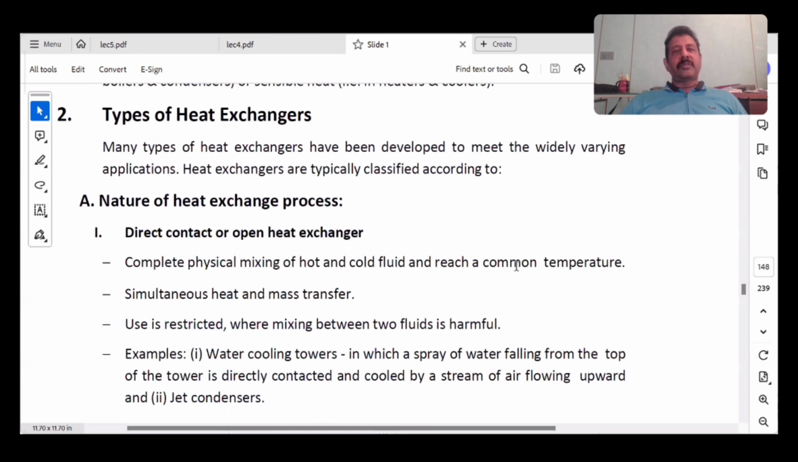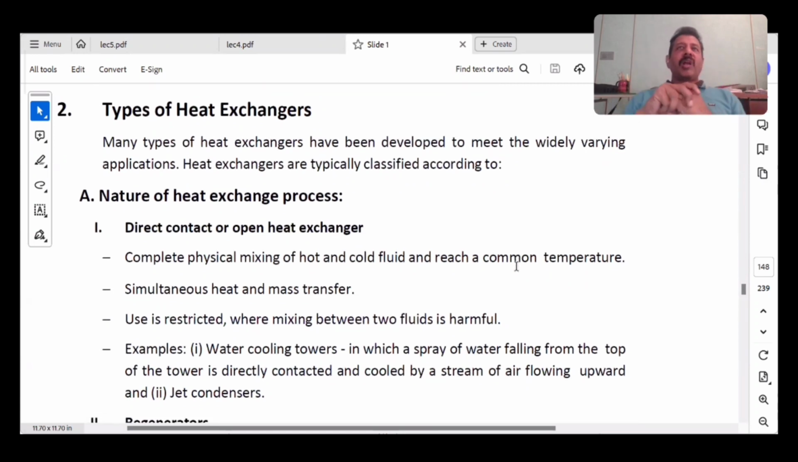Direct contact. See, suppose I have a hot coffee, I want to cool it down, right? So what do I do, easily I can just take cold water and pour it into it, and the coffee becomes cold. Okay, can we do it like that? Here also, what am I doing, I'm transferring heat from a hot coffee, one fluid, to another fluid, which is water. Okay, if I do it like this, I call it a direct contact heat exchanger.